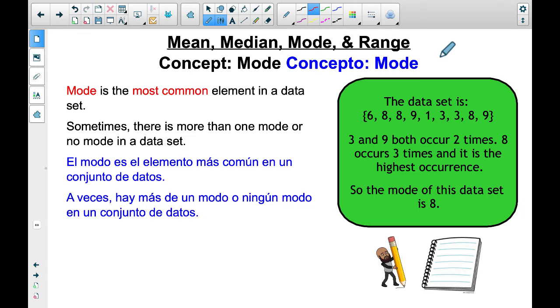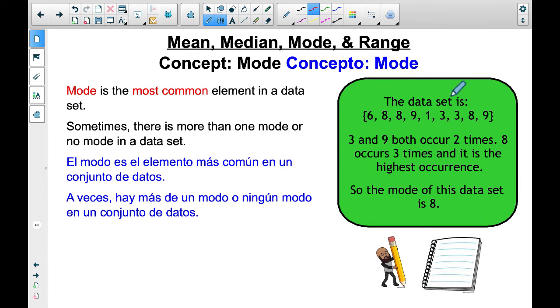Taking a look now at mode. Mode is the most common element in a data set. Now, sometimes there is more than one mode, and there also can be no mode at all. There's no mode if no number repeats. So if you just have a list of numbers and nothing is there more than once, that represents no mode. If you have a number repeating the same number of times and that being the most that a number repeats, you'll have more than one mode.